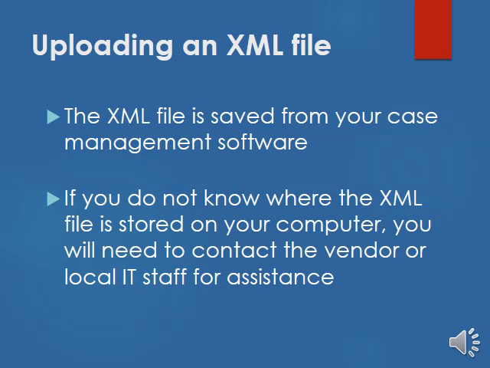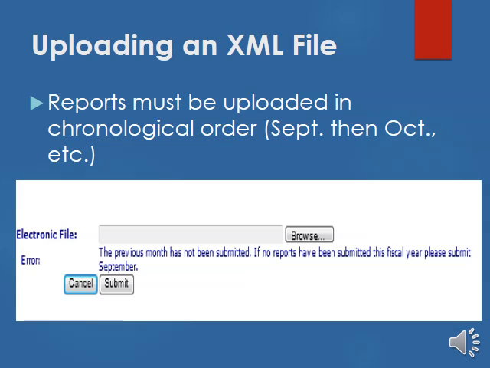Now, if you've got to the point where you browse to find the file and you do not know where it was stored once you saved it from your case management software, you will need to contact your vendor or local IT staff for assistance. Just like when you are manually entering the reports, you must submit the reports in chronological order, oldest outstanding month first. If you attempt to upload a report and the previous month has not been submitted, you will receive the error message shown on the screen.